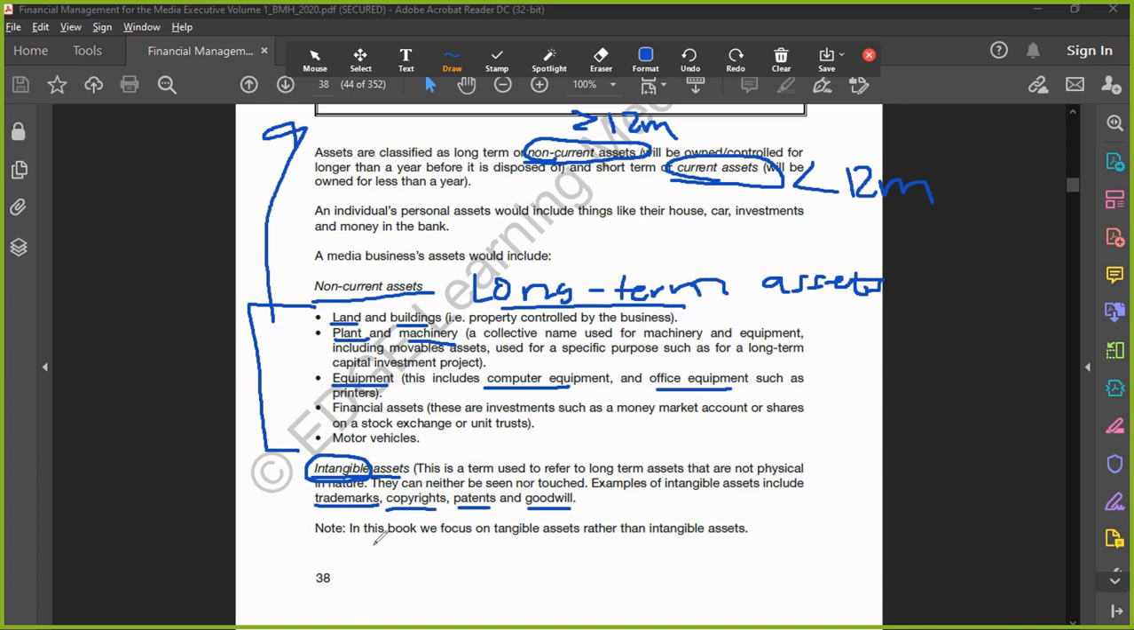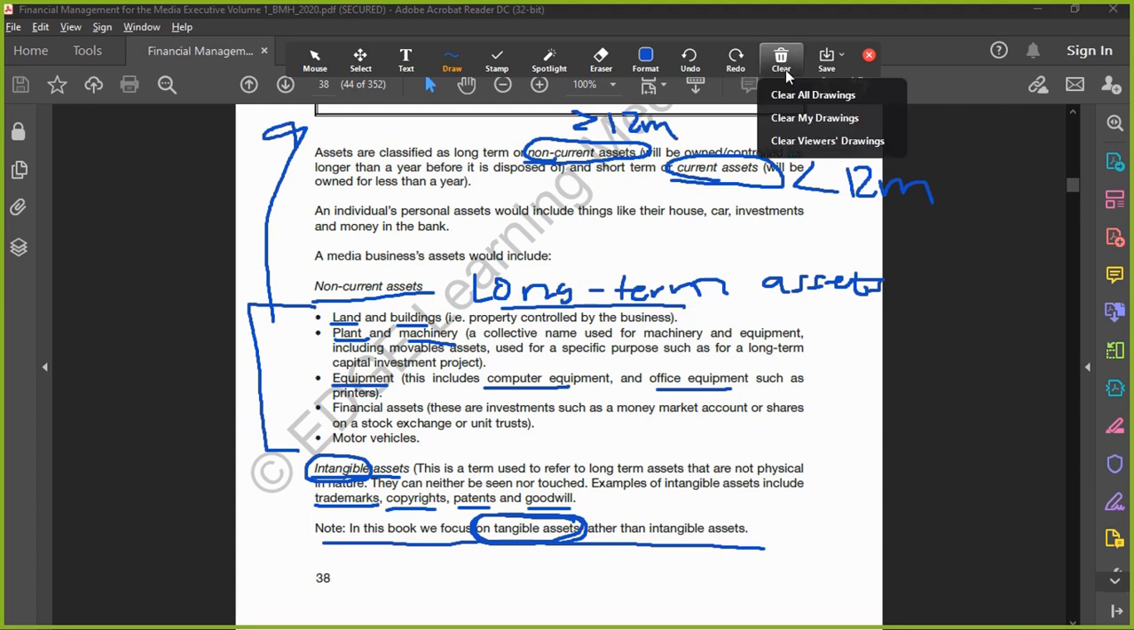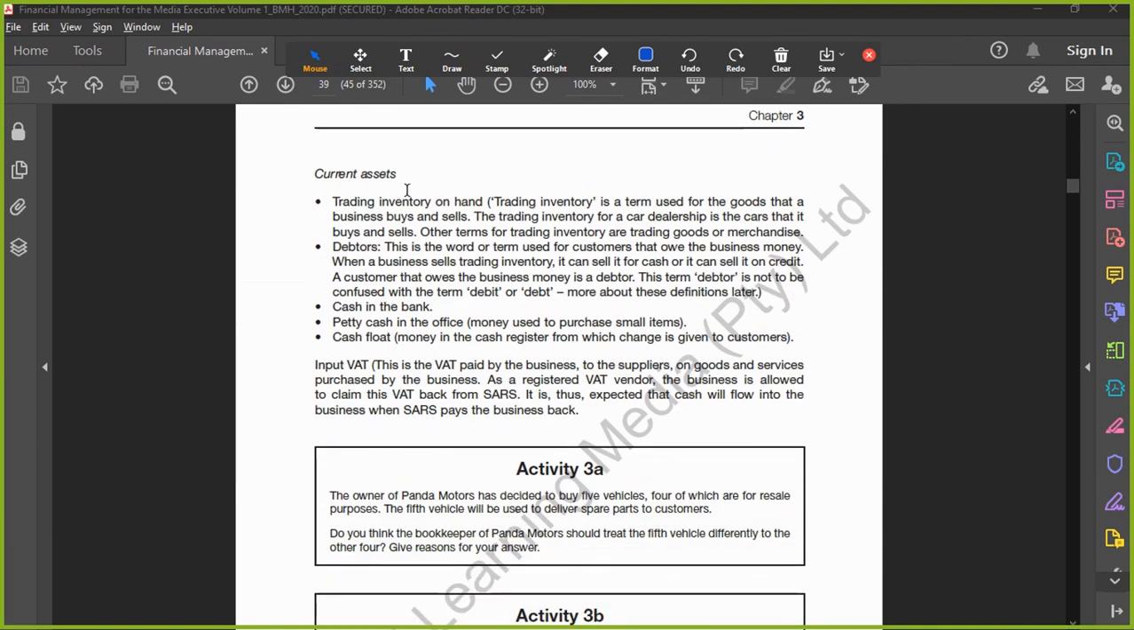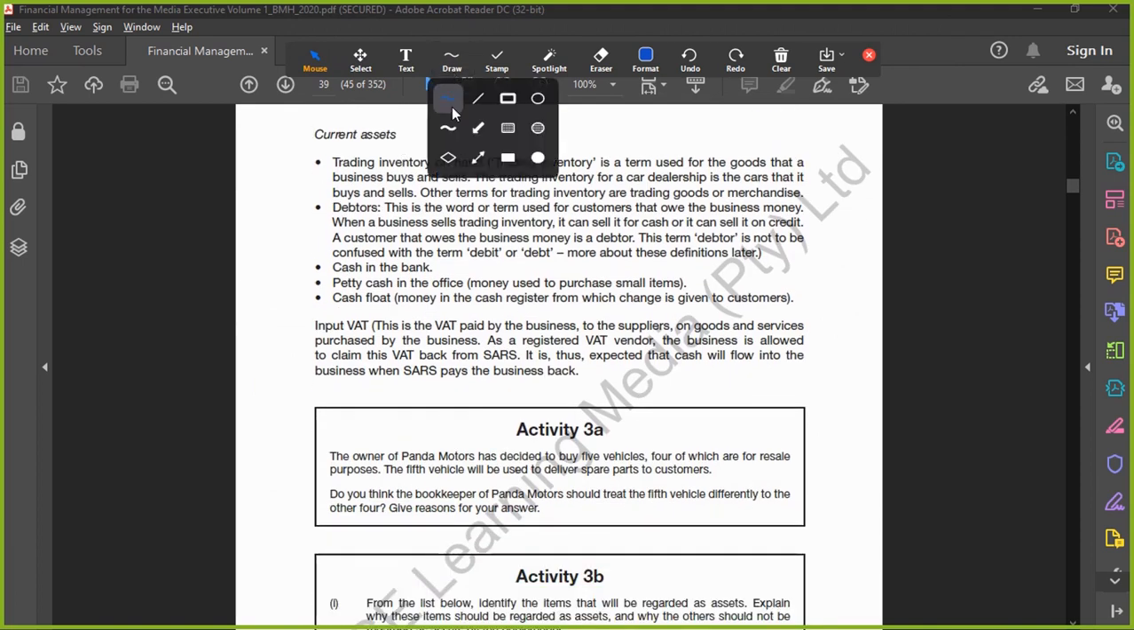So please just take note. We're obviously going to be focusing on tangible assets. So tangible means physical assets: land, buildings, plant, machinery, equipment, vehicles. Those are the type of assets we're going to be looking at. Here's a list of current assets. So again, you need to understand definitions and you need to be able to differentiate between what is a long-term asset and what is a short-term asset.